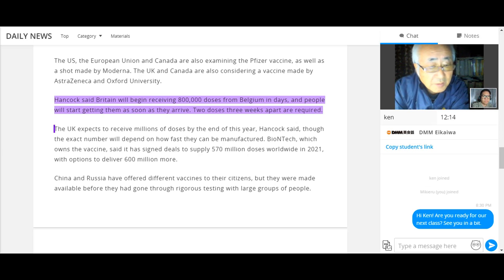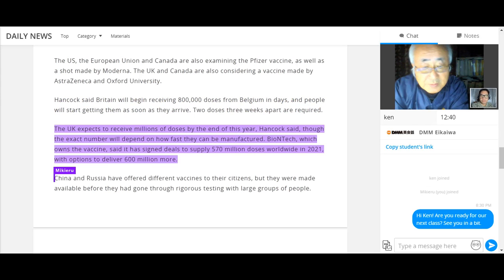Hancock said Britain will begin receiving 800,000 doses from Belgium in days, and the people will start getting them as soon as they arrive. Two doses 3 weeks apart are required.